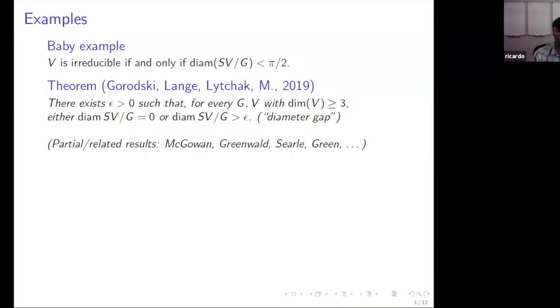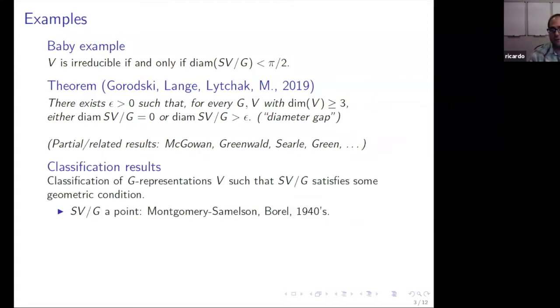And this came after a long list of partial and related results by many people. I'm listing some here: Jill McGowan and Sarah Greenwald, Catherine Searle, and Ben Green. But a bunch of other people were involved in results that are either partial, or in some special case but a more precise result, things like that, okay? All right. So there's another example involving the diameter, a bit of this general theme of the geometry of quotients and the algebra. And then there's a whole, I'm not doing a survey here, right?